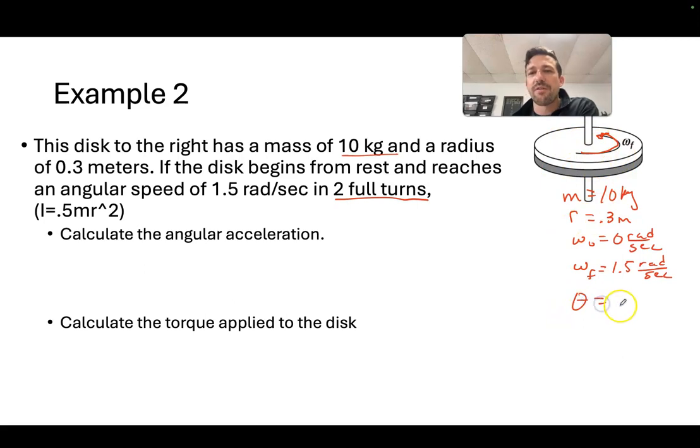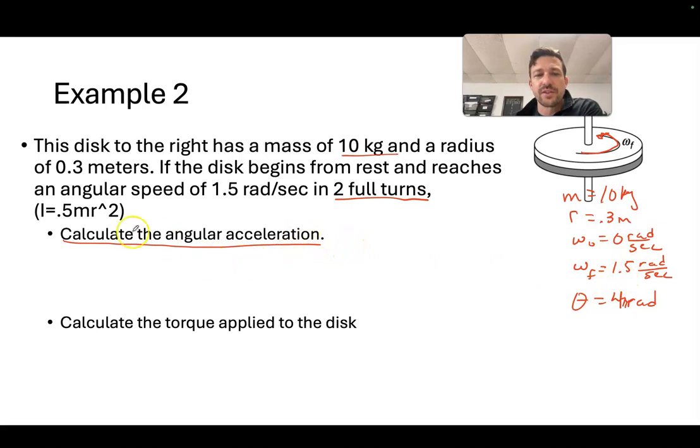So we know that our theta in 2 full turns would be 4 radians, I mean 4 pi radians. Because 1 full turn is 2 pi, and it does another turn, so 2 pi again. So 2 pi plus 2 pi is going to be 4 pi. Makes sense. So now we know all the information that was given to us. It says calculate the angular acceleration of the disk. So we know that it went from 0 to 1.5.